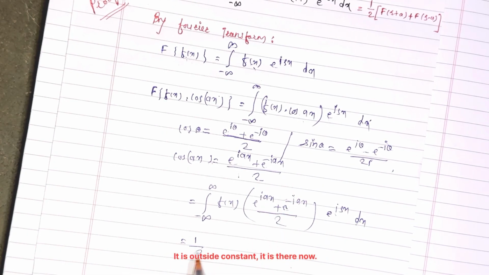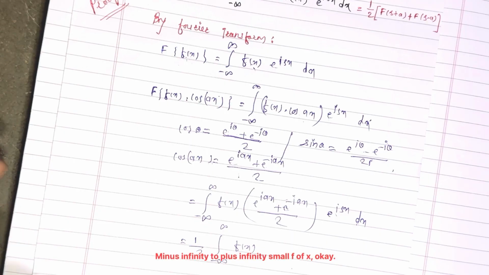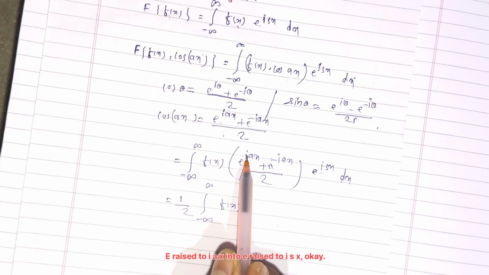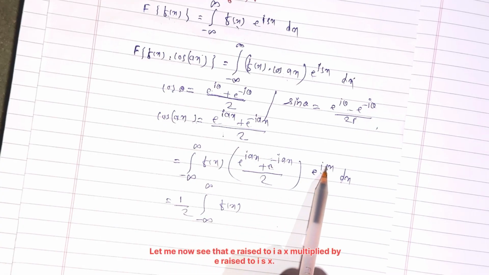The 1/2 is a constant, so we take it outside. Then the integral from minus infinity to plus infinity of f(x), multiplied by e raised to i a x into e raised to i s x. Now see that e raised to i a x is multiplied by e raised to i s x.